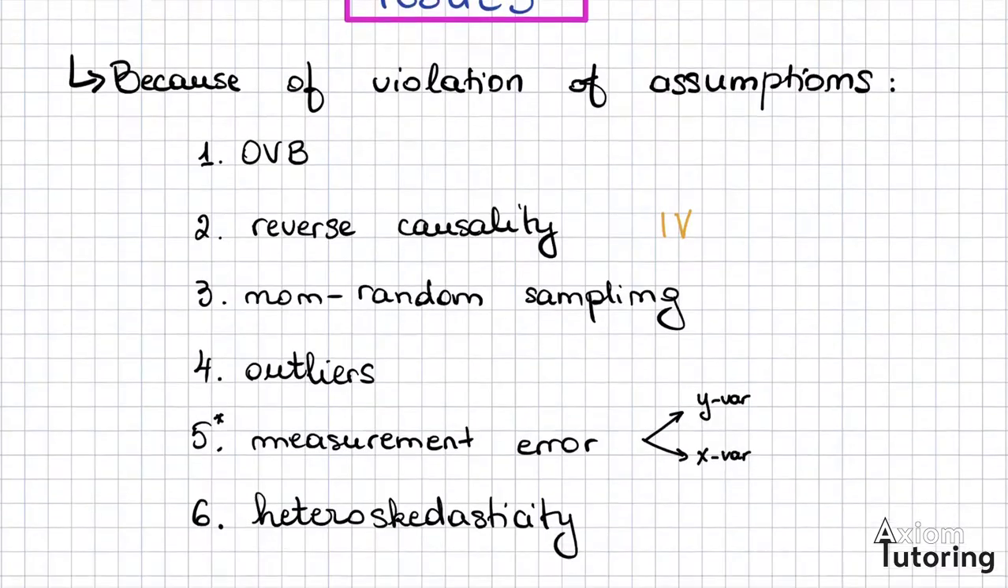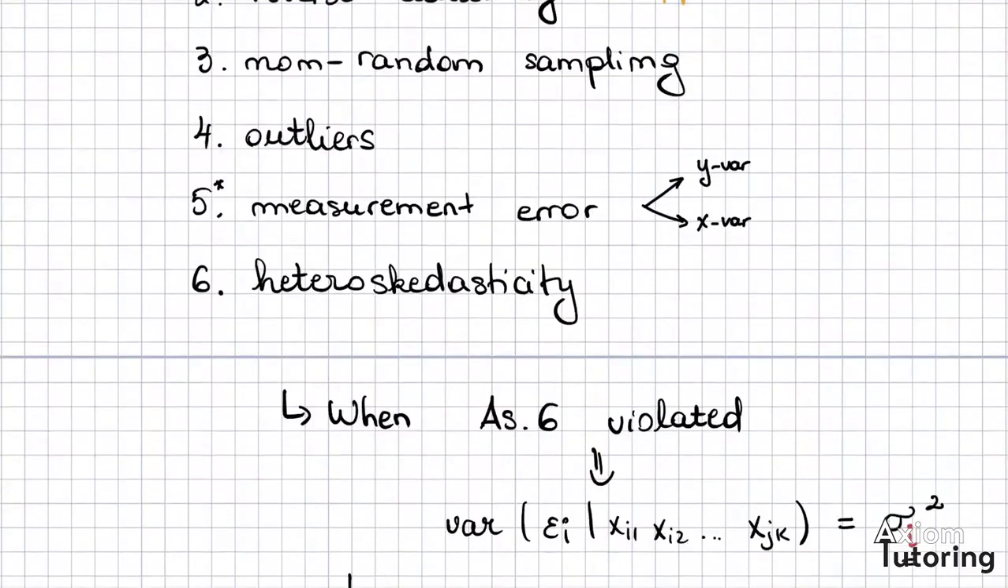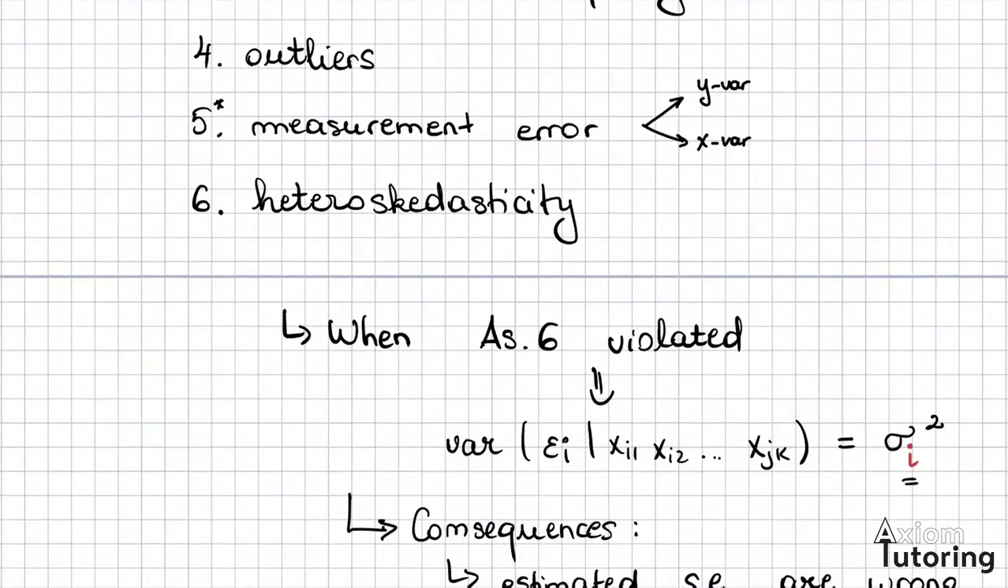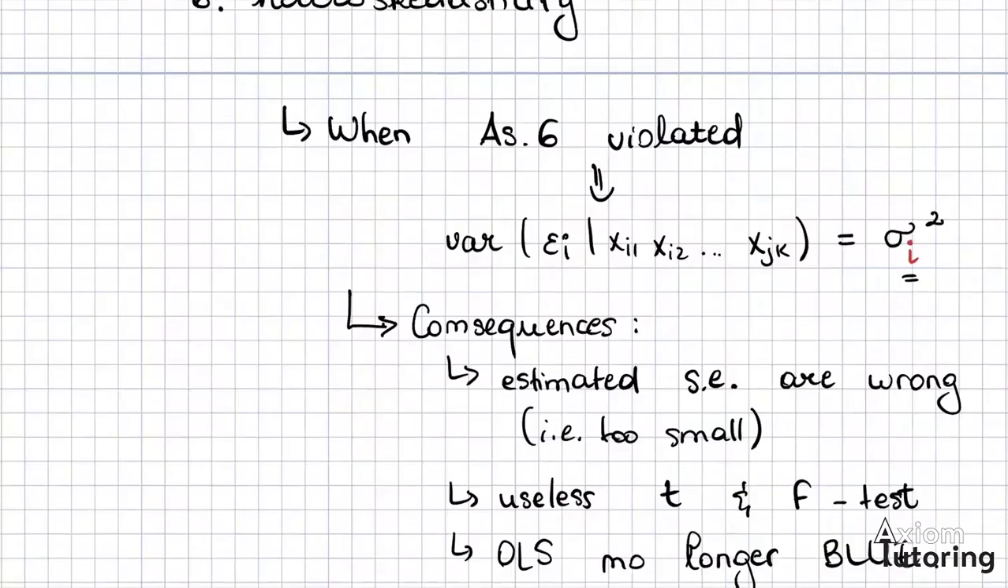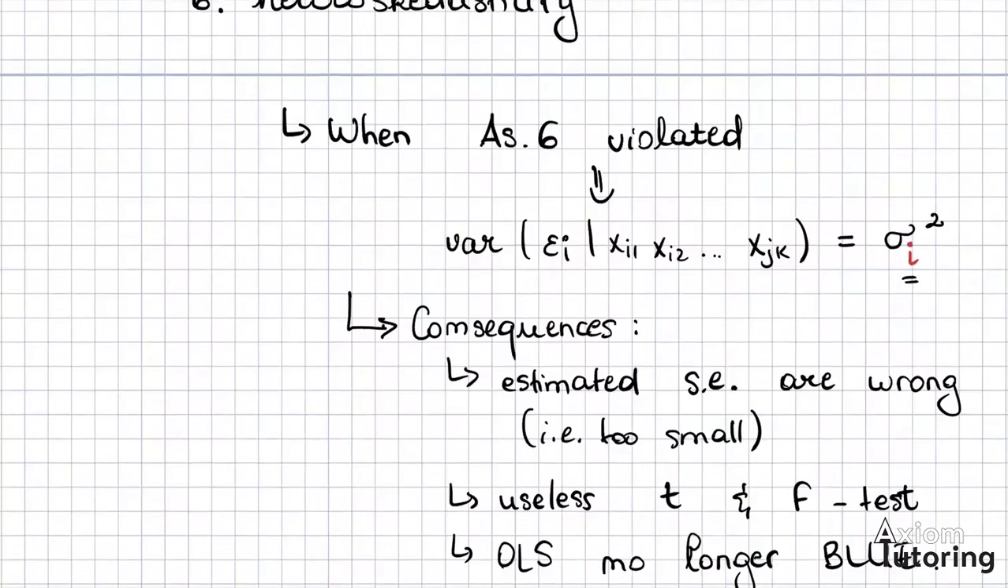The last issue is heteroscedasticity, meaning when we don't have the assumption of homoscedasticity. We've talked quite extensively about heteroscedasticity. We've even seen the graphical version, so that's why I'm adding this little bit of information here. When assumption 6 is violated, the consequences are that the estimated standard errors are wrong, all our t-tests or f-tests are going to be useless, and OLS is no longer our BLUE estimator with the lowest variance.